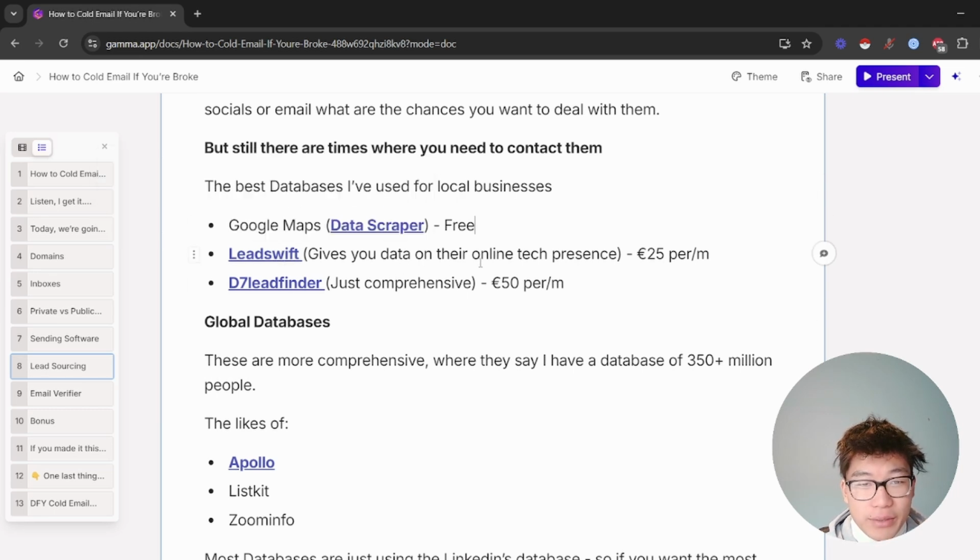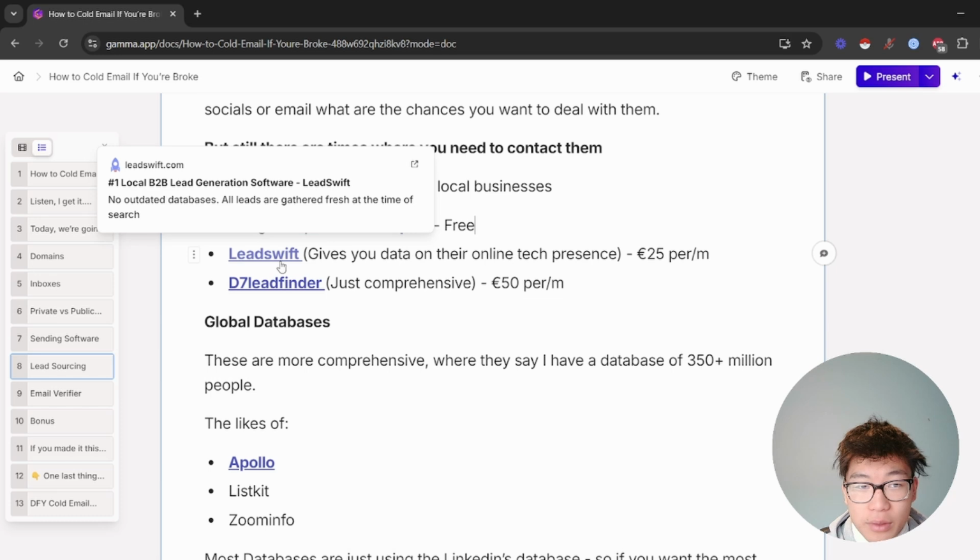LeadSwift is another one. It gives you data on their online tech presence. It's about 25 a month, and I definitely recommend having a look at them, seeing how it matches up with what other things you're doing. And they have unlimited exports, which is very nice. So definitely have a look at them. I use them myself sometimes.